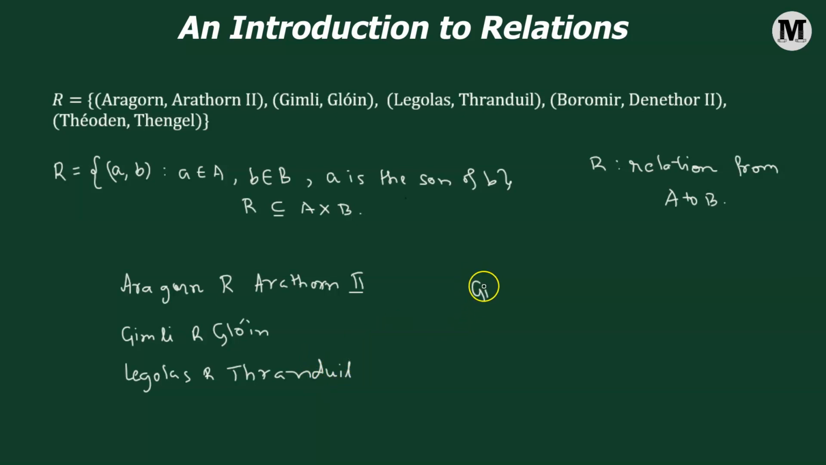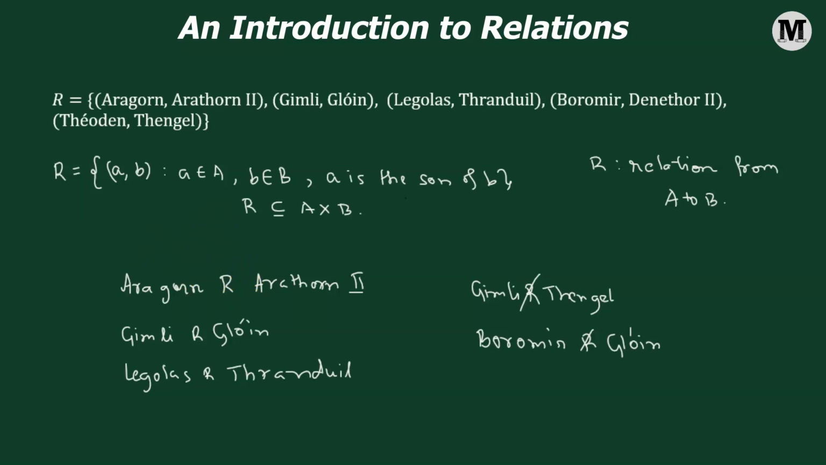However, if we know that Gimli is not the son of Tangle, what we'll do is simply write Gimli R Tangle, but since Gimli is not the son of Tangle, we will cross R, signifying that Gimli is not related to Tangle. This is also true for Boromir not being related to Glóin, which simply tells us that Boromir is not the son of Glóin. So this is how we can relate one element of an ordered pair with another element of that same ordered pair. This is what is referred to as a relation.